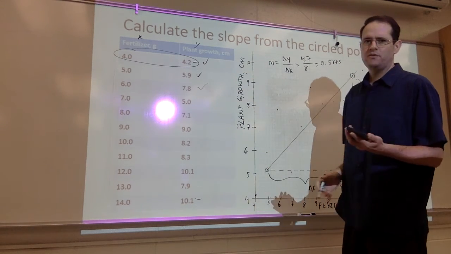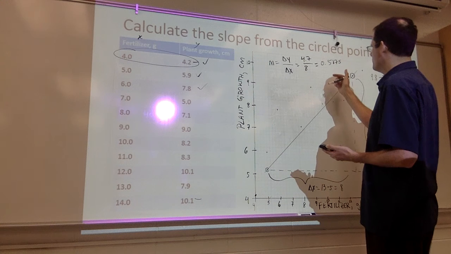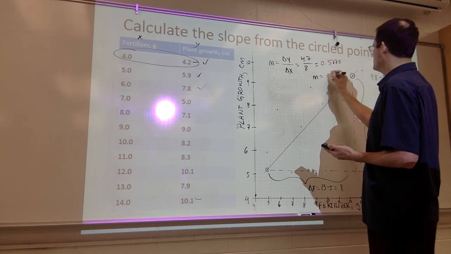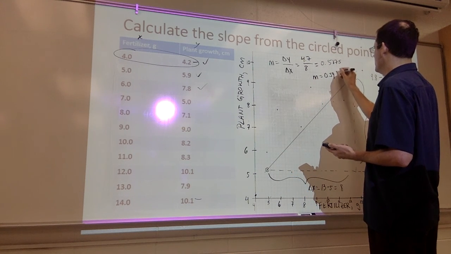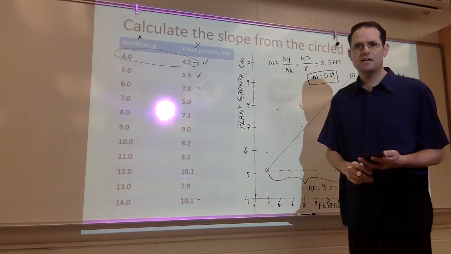Our data is all to 2 sig figs, so it might be reasonable to round this to 2 sig figs. The slope here is equal to 0.59. Okay, that's how you calculate the slope.